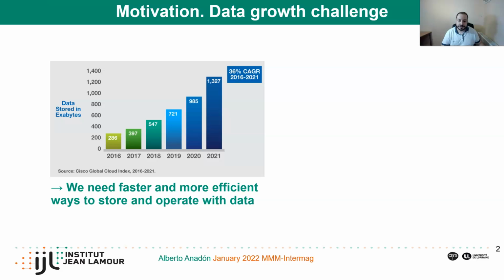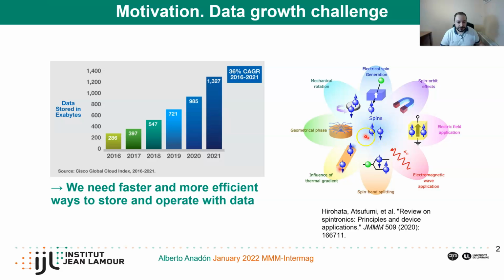We are facing exponential growth in the amount of data that we need to store and operate, and we are having 50 times more data today than we had 10 years ago. Basically, 90% of the data that we have currently has been created in the last 2 years. So we need faster and more efficient ways to store and operate with data. And to do that, we can use spins.